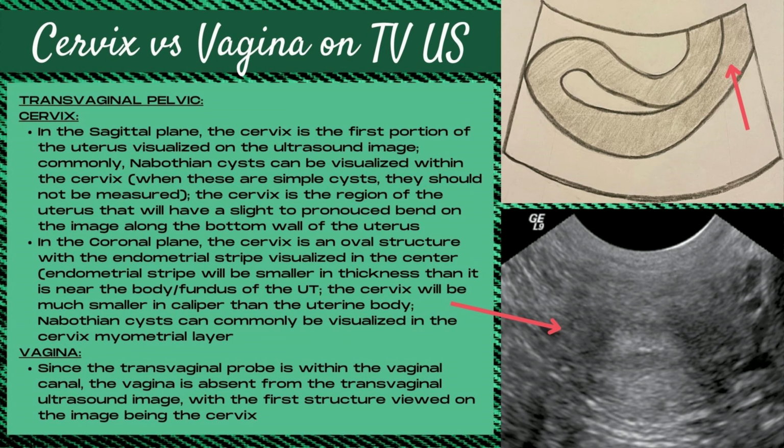And Nabothian cysts will commonly be visualized in the cervix myometrial layer. Now a word about the vaginal canal and a transvaginal ultrasound. Since the transvaginal probe is within the vaginal canal, the vagina is normally absent from the transvaginal ultrasound image, with the first structure viewed on the image being the cervix. However, if the transvaginal probe is pulled nearly out of the patient until the bladder can be visualized on ultrasound, you can see a hint of the vaginal canal up near the bladder.